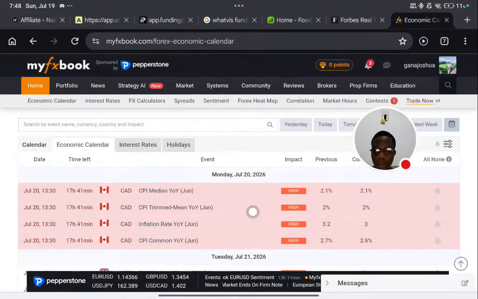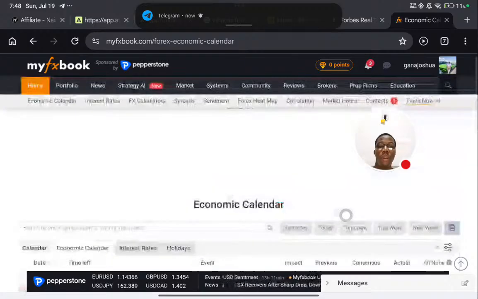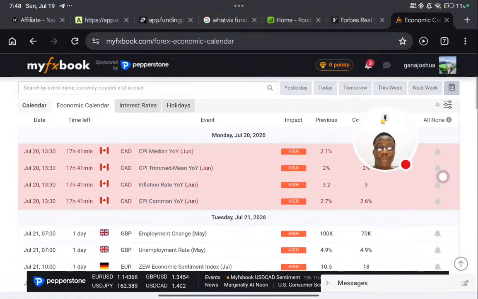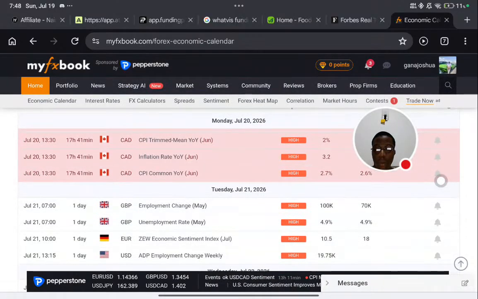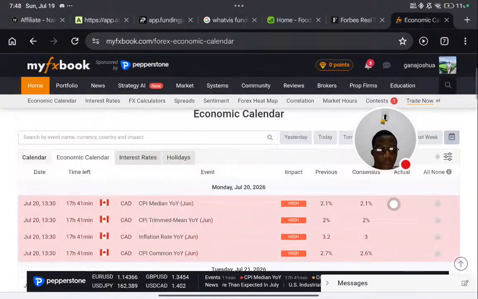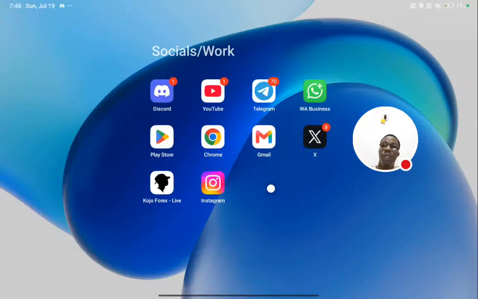On Monday, if you are trading anything that has to do with the Canadian dollar, we'll go CPI. So no news affecting people trading USD on Monday yet. Then on Tuesday, no major news for the USD. Wednesday, Thursday. So this week, no major news happening for USD related pairs.